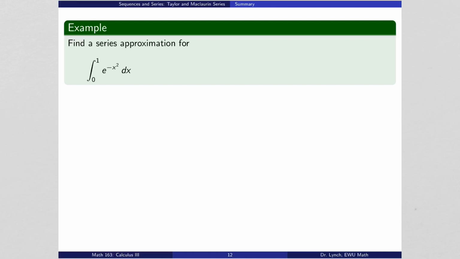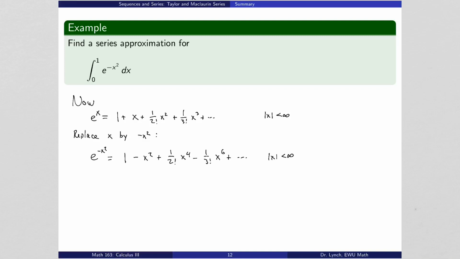And again, we'll start with the series expression for e to the x. So here's that series expression for e to the x: 1 plus x plus 1 over 2 factorial x squared, and so on. To find a series expression for e to the negative x squared, just replace x by negative x squared. So here's that series expression for e to the minus x squared. Again, I've replaced x by negative x squared, simplifying the powers and negative signs where I need to.